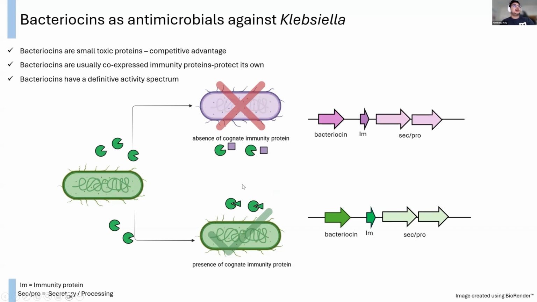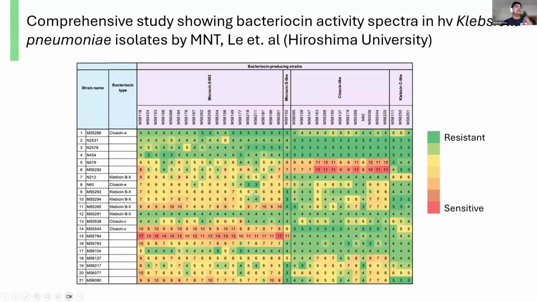So this has been highlighted in many experiments, but I'm going to show you this experiment done by M.N.T. Lee et al. at Hiroshima University. These are the different Klebsiella strains on each row, and they're affected by these bacteriocin producing strains on each column. The heat map represents how resistant or sensitive they are against each bacteriocin producing strain. And as you can see, there is variation in the effect of the bacteriocin producing strains, as in they do not affect all the strains equally.